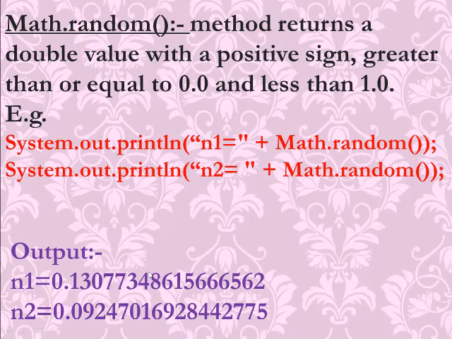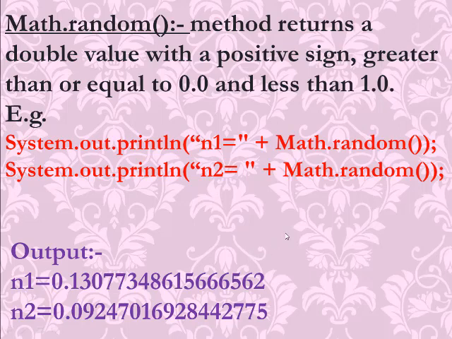Next function is math.random. It returns a double value between 0.0 and 1.0. Any value can be returned. So if you execute math.random 2 times or any number of times, you will get different values. You can see n1 and n2 both have the same statement math.random. n1 is having the value 0.130 and so on, while n2 is having value 0.092. So in both the cases the value will be between 0.0 and 1.0 only.